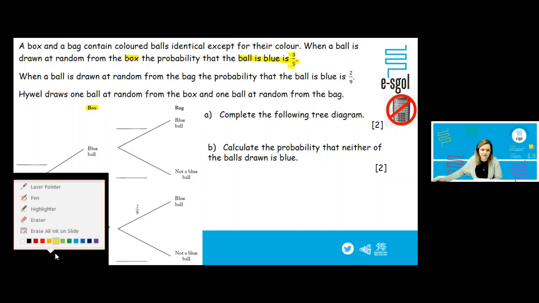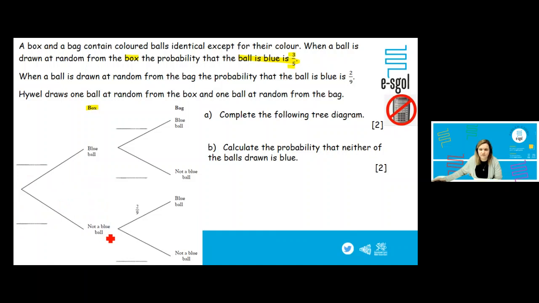Before I carry on reading, I'm now going to put that information onto the diagram. The left-hand side is the box. The ball is blue is 3/5. So that means the not being blue has to add up to 1. If 3 out of 5 are blue, 2 out of 5 are not blue, so that would go on the bottom section there.